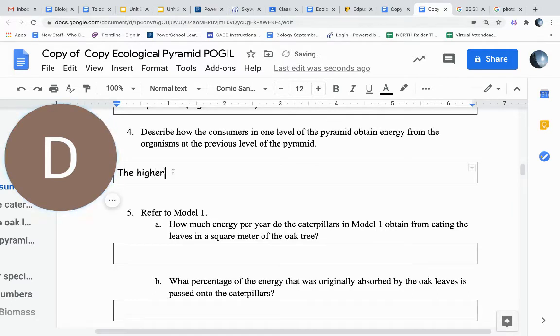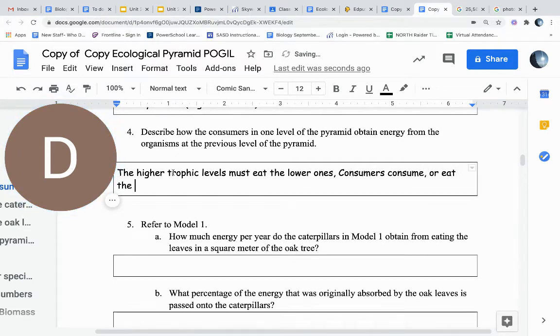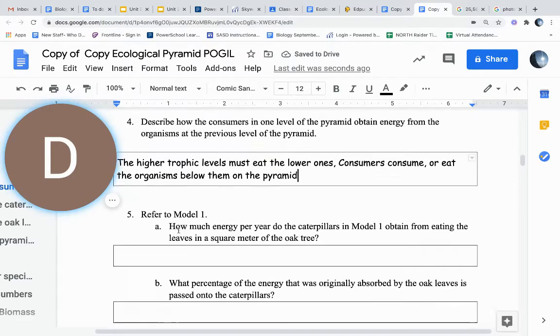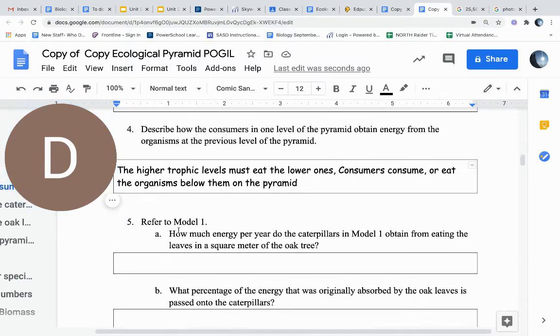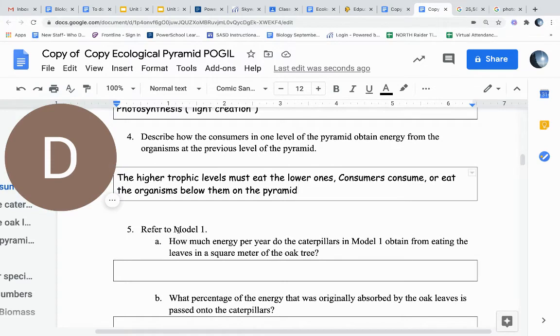So the higher trophic levels must eat the lower ones. Or you could say consumers consume or eat the organisms below them on the pyramid. That's probably a little bit wordier than you need to get, but that is kind of what we're looking for there. Refer to Model 1.